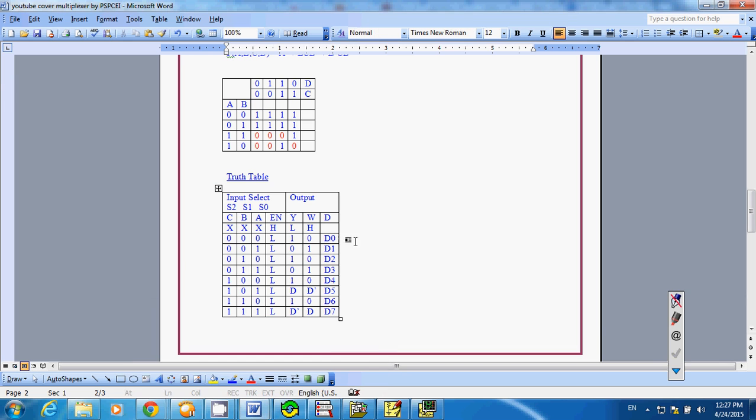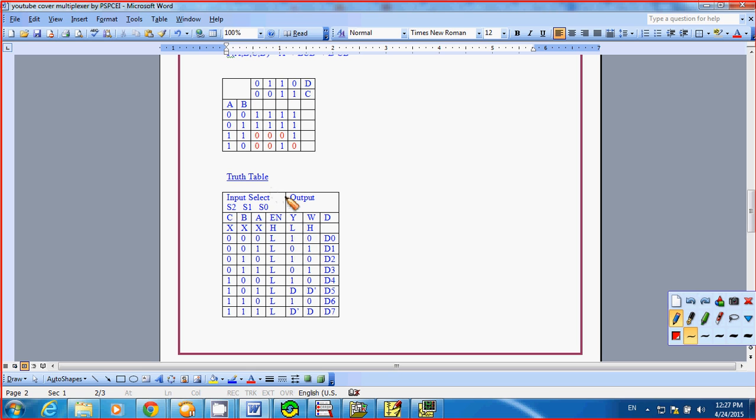Now let's get back to the truth table. How I came up with the truth table like this. This is my inputs select S2, S1 and S0. So I don't care about input D. I have only C, B and A. EN is the enable pin of the multiplexer and it works on low. So we're going to connect the enable pin to the low level input or digital logic low or 0.